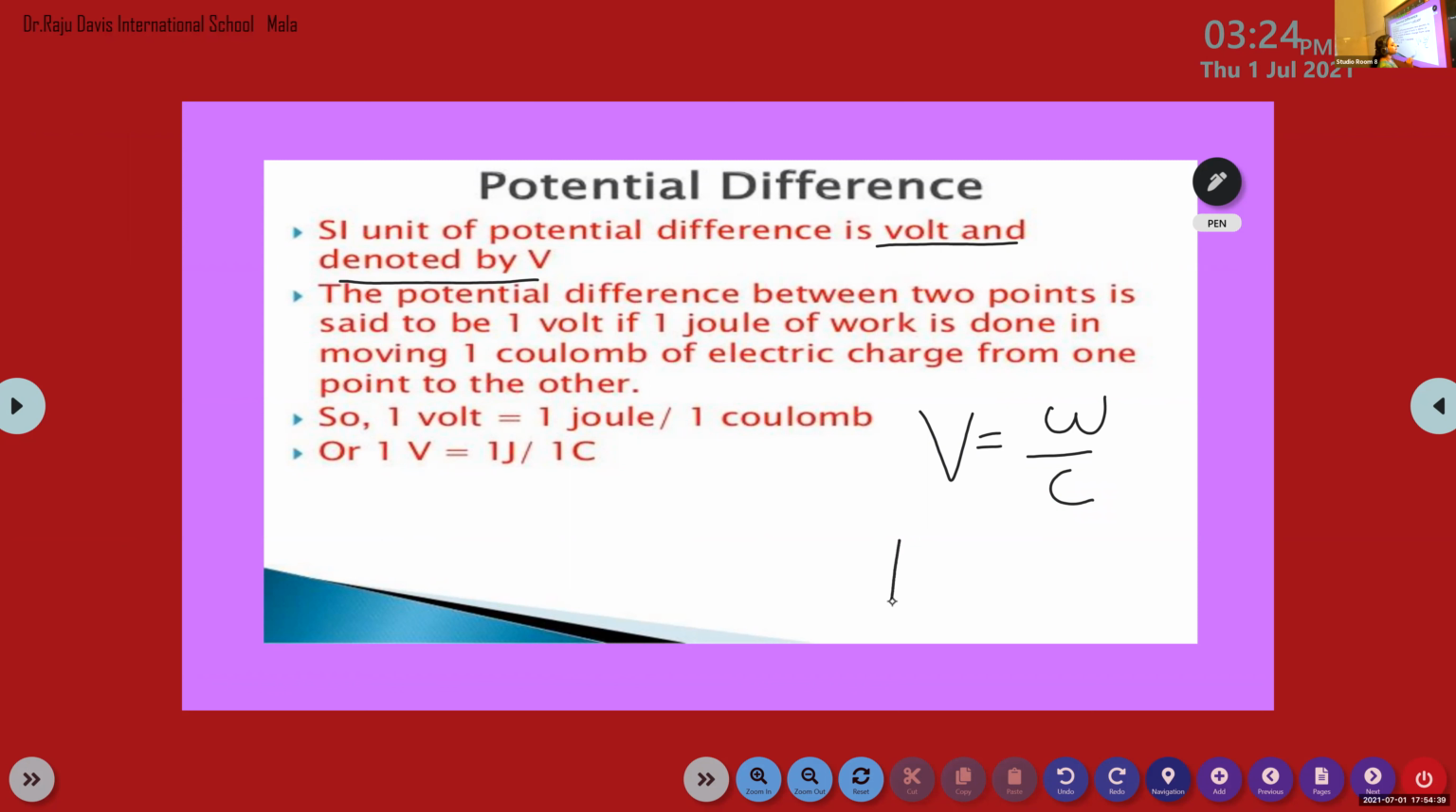Then students, what do you mean by 1 volt? What is the SI unit of work? It is joule, right? 1 joule divided by 1 coulomb. That is, the 1 joule work done to carry 1 coulomb charge from one point to another point is known as 1 volt.